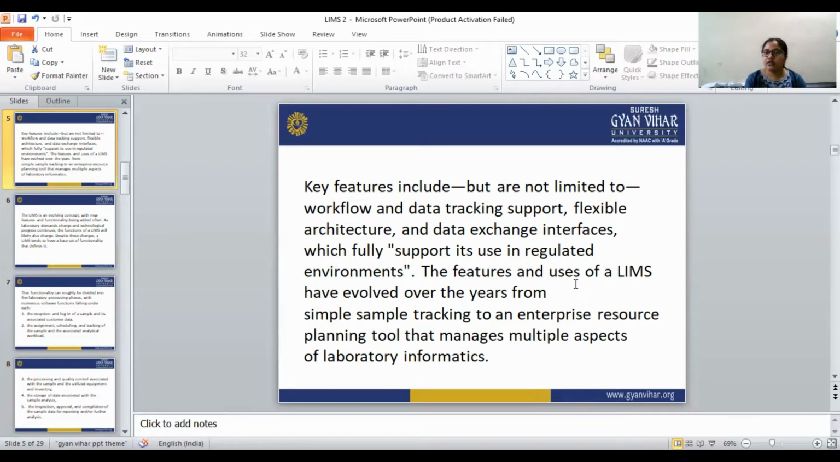The features and the uses of the LIMS have evolved over the years from simple sample tracking to an enterprise resource planning tool that manages multiple aspects of laboratory informatics. So the features and the use of the LIMS have evolved over the years, from simple sample tracking to an enterprise resource planning tool that manages multiple aspects of laboratory informatics.